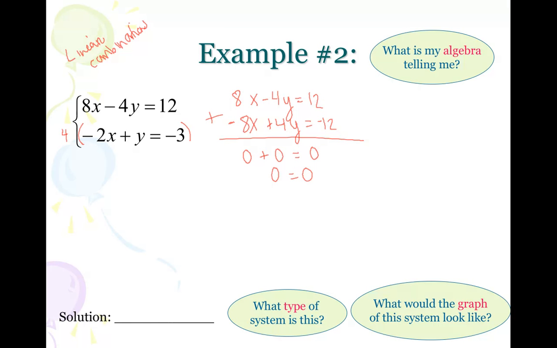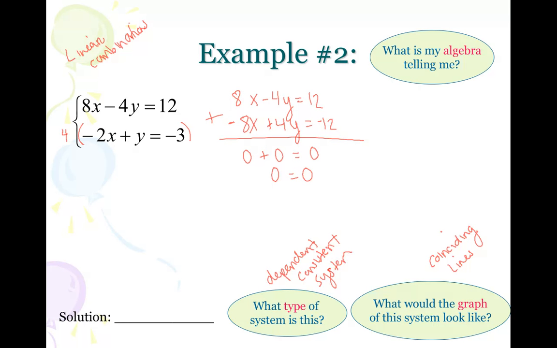But this is true, right? So what does that mean? Well, that means that these are coinciding lines. They are the same line, right? That means that this is a dependent, consistent system. I was thinking ahead to what I was going to say next.